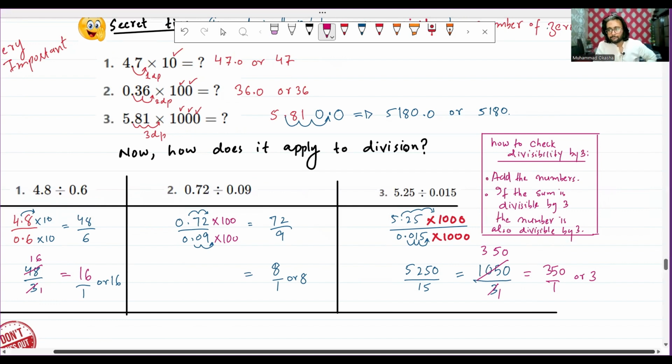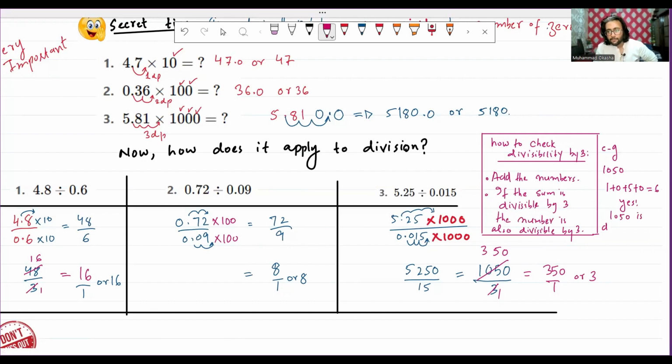Well, take a look. 1050. I want to know if it's divisible by 3 or not. So 1050. I'll take 1 plus 0 plus 5 plus 0. That gives me 6. 6 is divisible by 3. So yes, 1050 is divisible by 3. I've written it way too small, but I hope you get it.